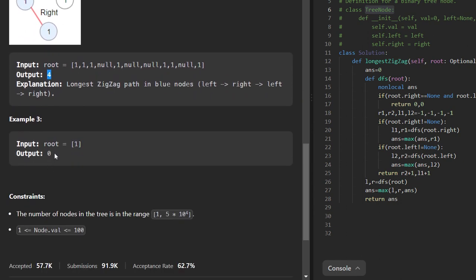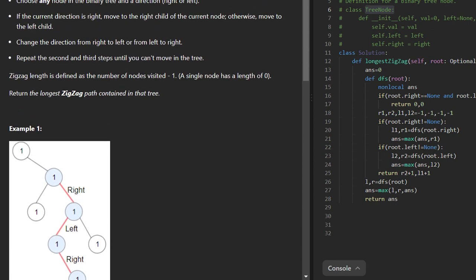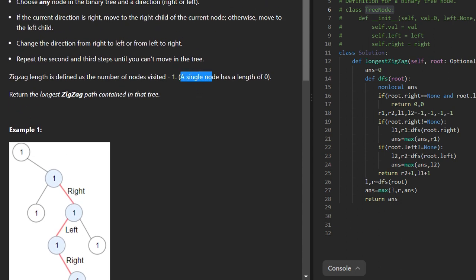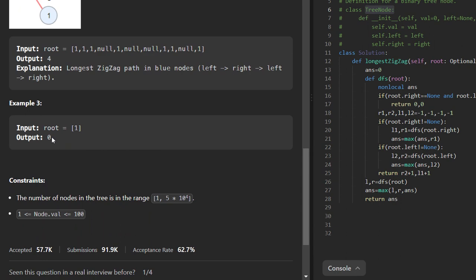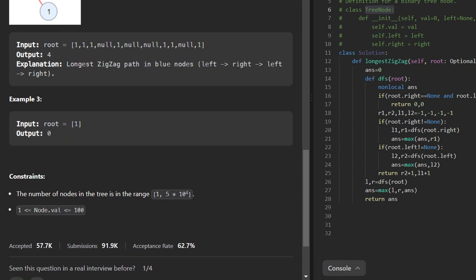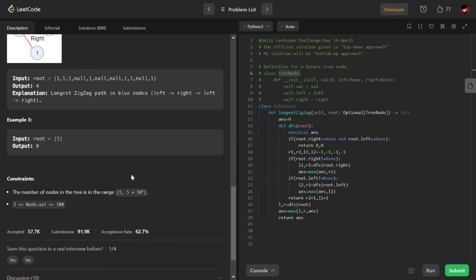And coming to example 3, as I told you, I will remind you of this when I come to example 3. If a single node is present, the length is going to be 0, because the zigzag length is defined as the number of nodes visited minus 1. So if a single node is visited, it will be 1 minus 1, which is 0. That's why in this example, it is a single node, so 1 minus 1, which is 0. You can see the minimum number of nodes is 1 and the maximum is 5 times 10 power 4. So at least a single node will be present in my solution.